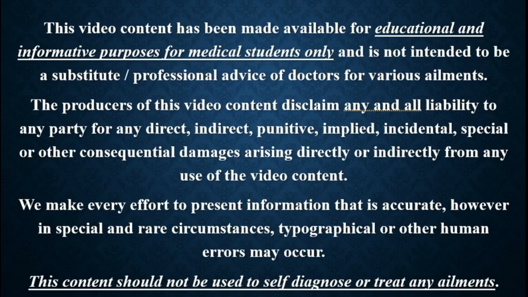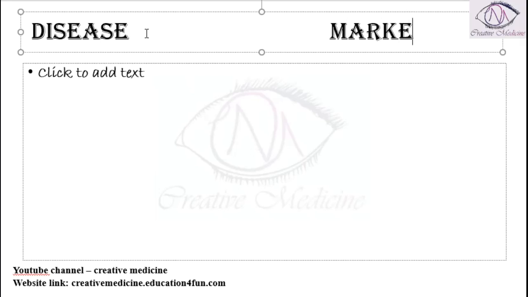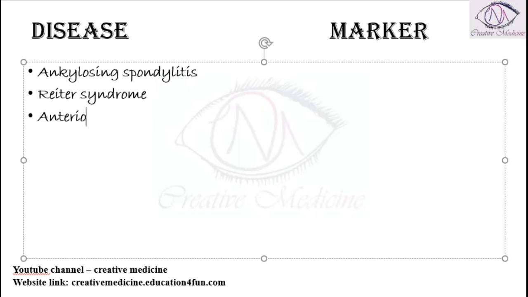In this lecture, we will learn about diseases and their markers. There are different diseases, and their markers should be known. For ankylosing spondylitis, Reiter's syndrome, and acute anterior uveitis, the marker is HLA-B27. Along with that, HLA-B27 is also a marker for juvenile arthritis.